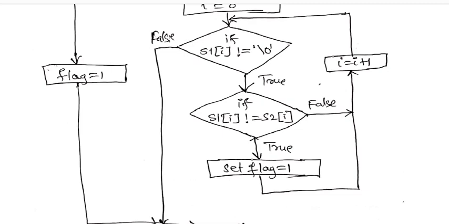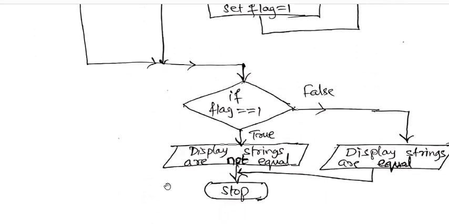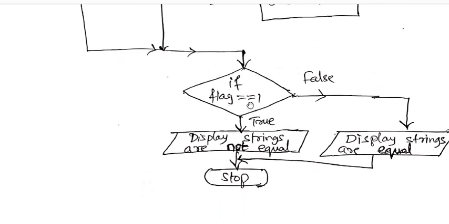Once the flag is set as 1, this will continue until we are done with the first string. When the condition becomes false, it will come here and check if flag is equal to 1. If it is true, display strings are not equal. If flag is 0, display strings are equal, and we stop. Don't use the stop, this is a mistake. You should use the return, so control will go to the main program. The stop will happen only in the main program. Please make this correction.